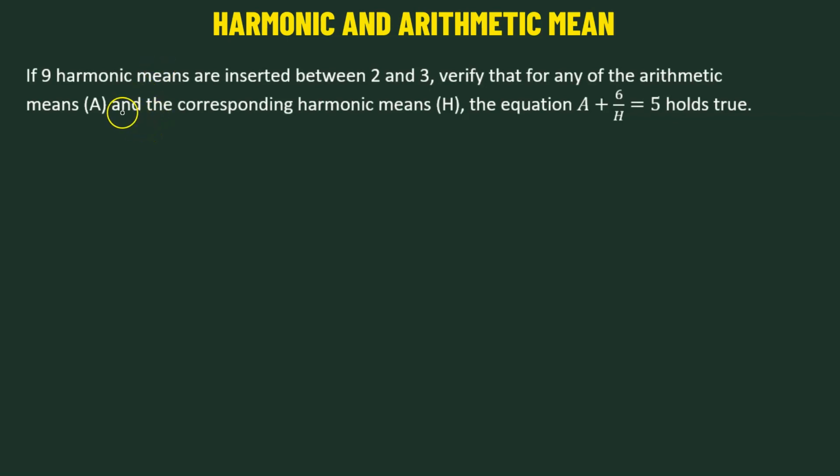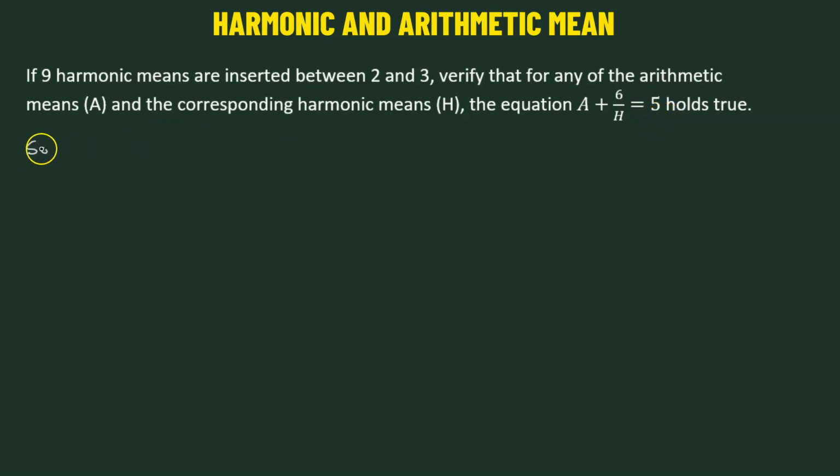So here in this problem, it's given that 9 harmonic means are inserted between two numbers, 2 and 3. We need to verify that for any of the arithmetic means a and the corresponding harmonic mean h, the equation a plus 6 over h equals 5 is true.